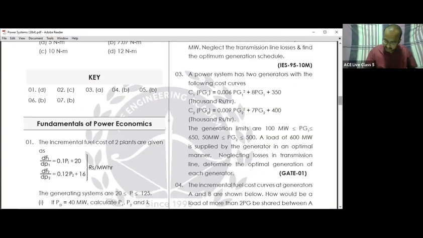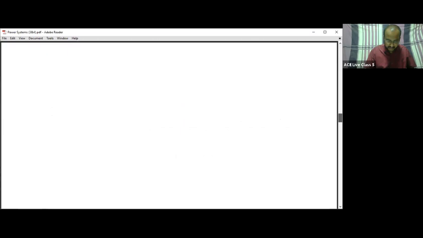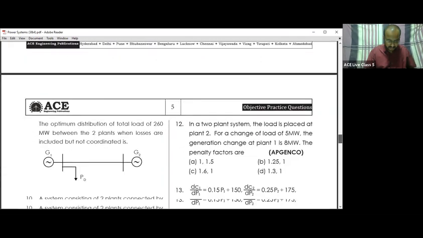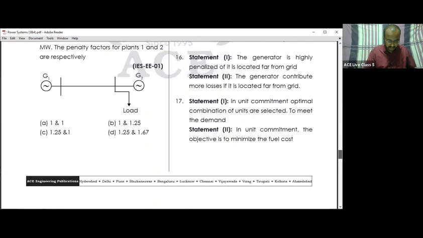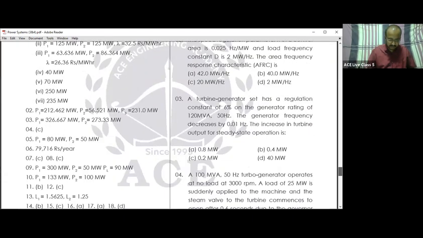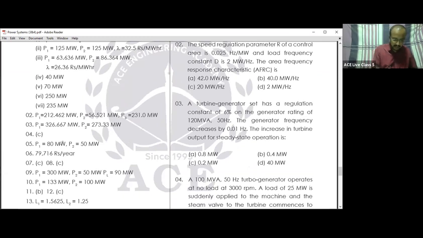Problem number 3, let us verify the answers. Here observe problem number 3. This is the P1 and this is P2. Understood my point? Okay.